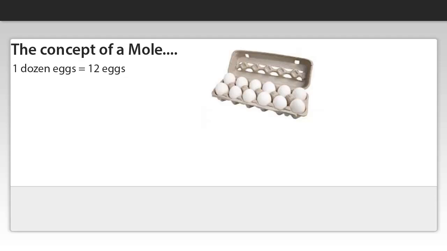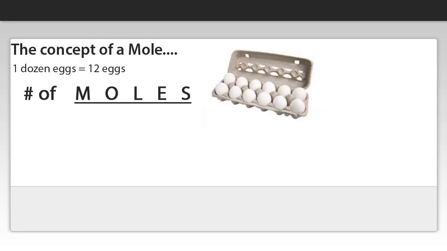Well, chemists also have a convenient counting unit. It's called the number of moles of atoms or molecules. Moles, M-O-L-E-S. You'll see this a lot in your chemistry class. It turns out that moles are analogous to dozens. It's just that the number of atoms or molecules that make up a mole is very different than 12.